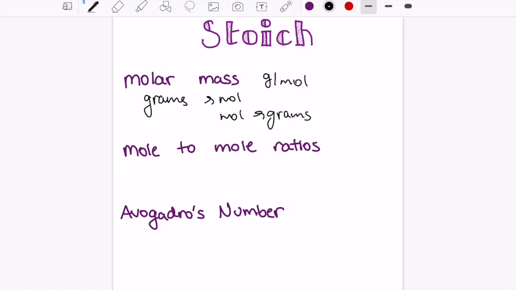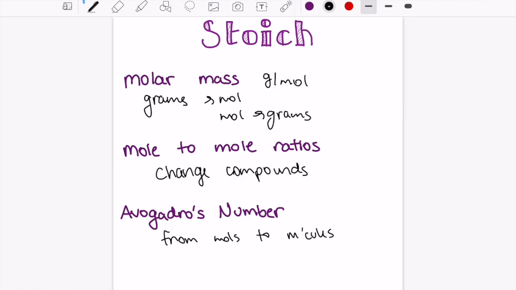And use the mole to mole ratio when you want to change compounds. And you may have heard this, it might sound quite familiar, Avogadro's number. You use this when you're converting something from moles to the number of molecules, the number of particles, the number of atoms, and this number is 6.022 times 10 to the 23rd, and that is equal to 1 mole.